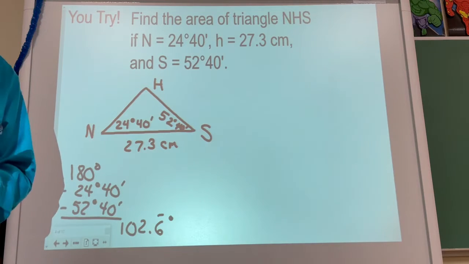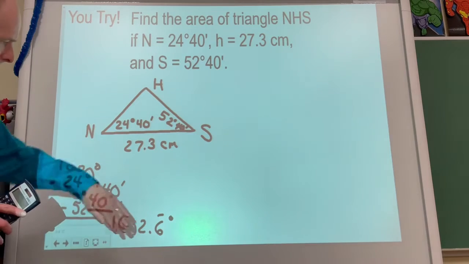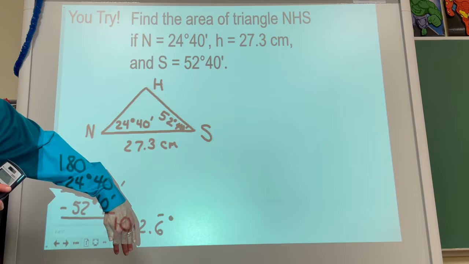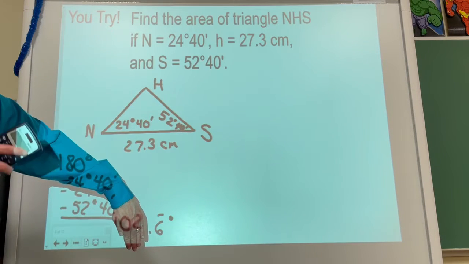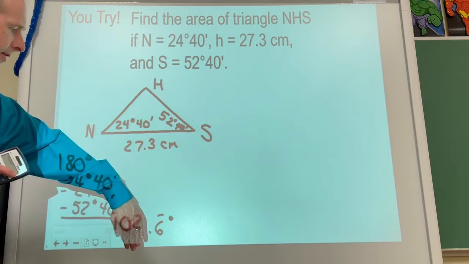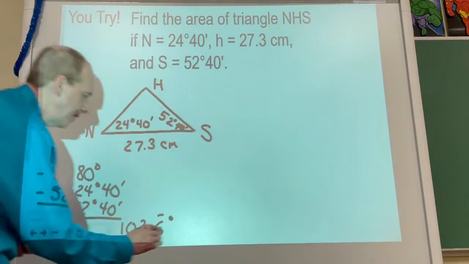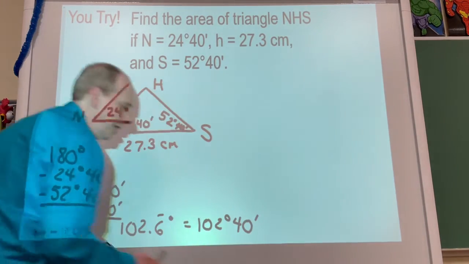And yes, you could use that. Now you might be thinking, well, how do I change that into something like minutes? Well, if I take out the 102, that leaves me 0.6 repeating, and there are 60 minutes in a degree, just like there's 60 seconds in a minute. So if I just take 0.6 repeating times 60, I will get 102 degrees and 40 minutes.